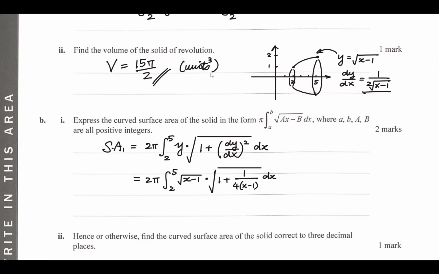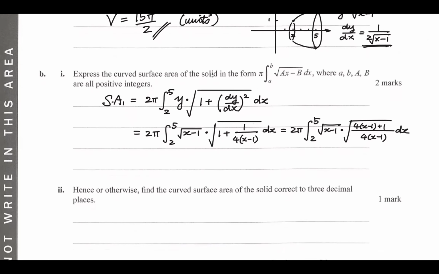Notice that you actually square this thing, okay? To get a 1 over 4 x minus 1 without a square root. And then this is 2 pi integral from 2 to 5 square root of x minus 1 times 4x minus 1 on the top plus 1 divided by 4 lots of x minus 1 in the bracket dx.